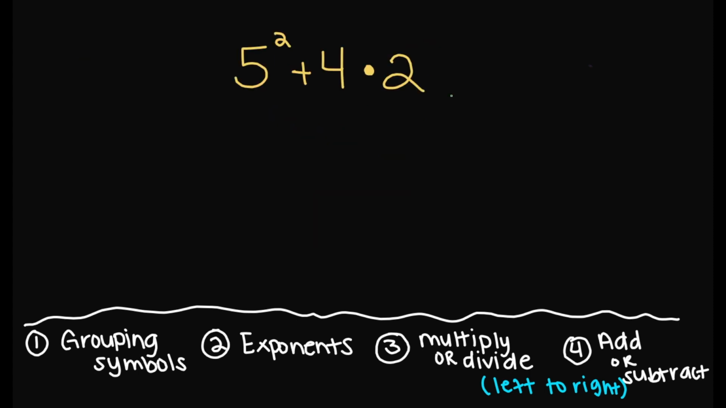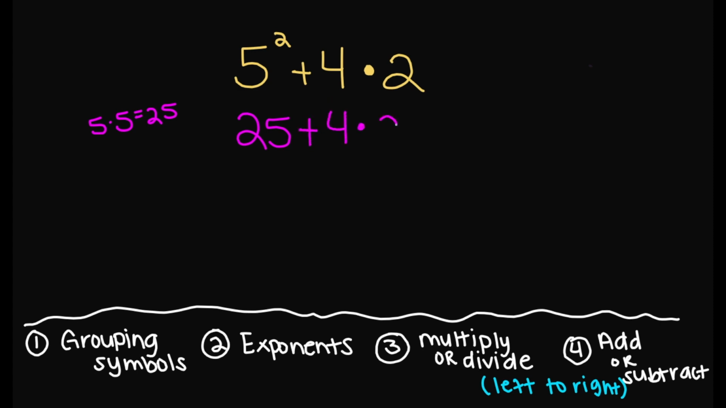5 squared plus 4 times 2. First, we're going to do our exponents. So 5 squared, this is going to equal 25, because we have 5 times 5. This is 25. And then we have plus 4 times 2.